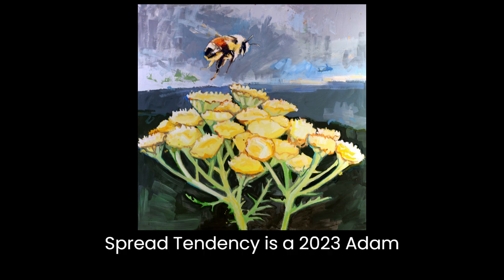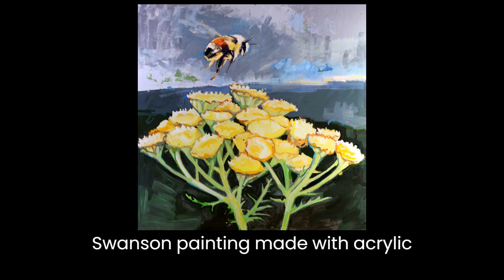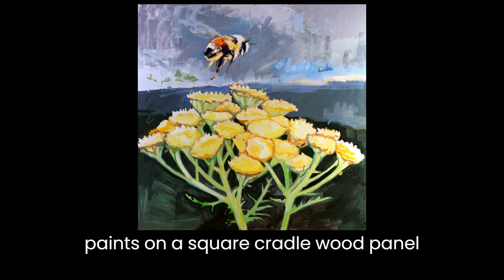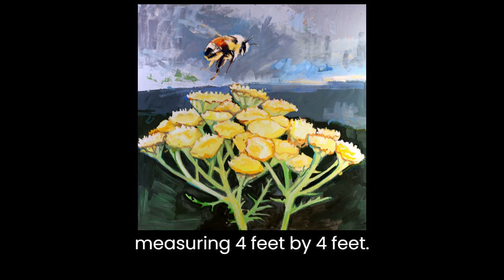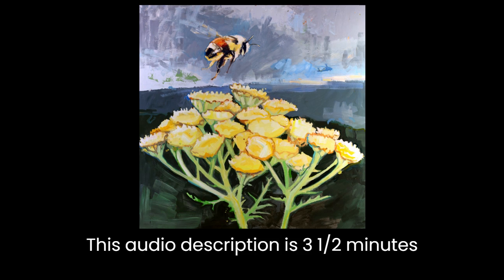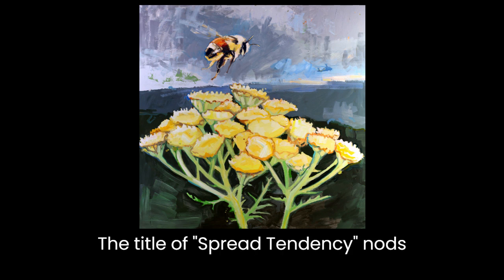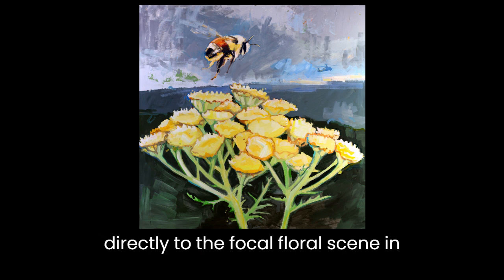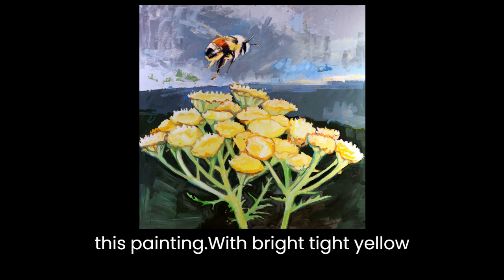Spread Tendency is a 2023 Adam Swanson painting made with acrylic paints on a square cradled wood panel measuring 4 feet by 4 feet. This audio description is 3.5 minutes long. The title of Spread Tendency nods directly to the focal floral scene in this painting.